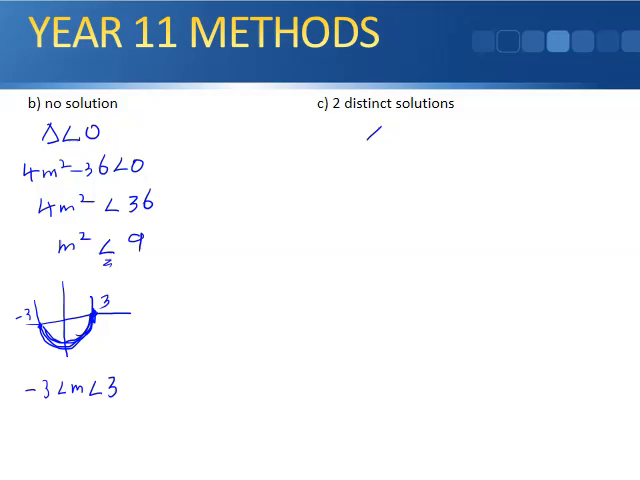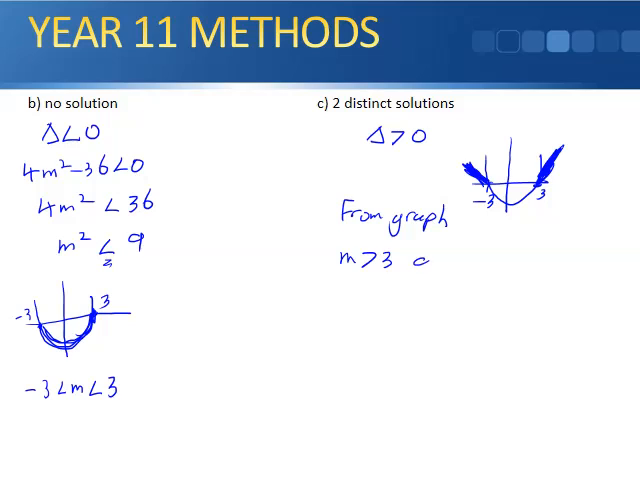For two distinct solutions, the discriminant has to be greater than 0. Again, I'm going to look at the graph because I already drew this graph. That's 3 there. That's negative 3 there. Anything greater than 0 is this part over here. So anything bigger than 3, and anything less than negative 3. So from the graph, we get m being greater than 3, or m being less than negative 3.